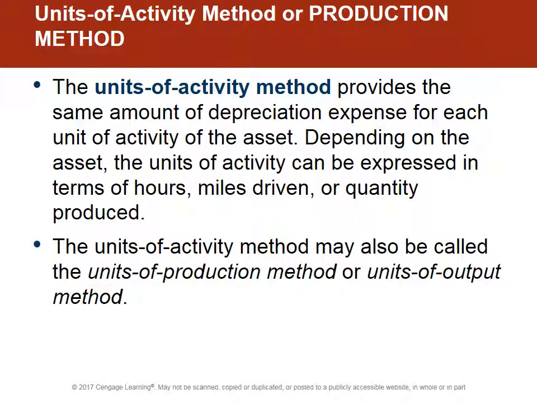Let's go forward to the units of activity or production method, and it provides depreciation expense for each unit. So you have to find out how much you're going to depreciate per unit, whether it's the number of hours a machine has run, the number of miles driven, or the quantity produced. Sometimes it's called units of production or units of output.